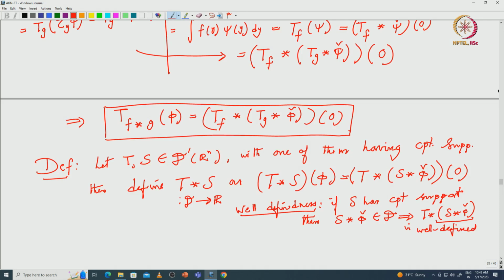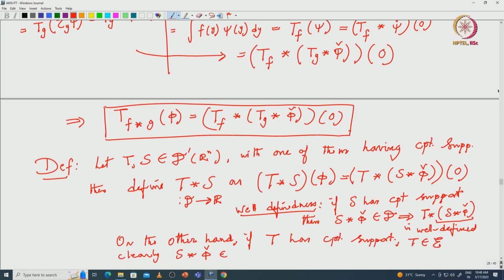You do not need the compact support of T because S star of features has a... On the other hand, if T has compact support, clearly S star of features, only if S has compact support, S star of features will be in D, but then this will have T in E prime, that is the meaning of that one. D is in E prime. S star of E is in E, need not be in D.